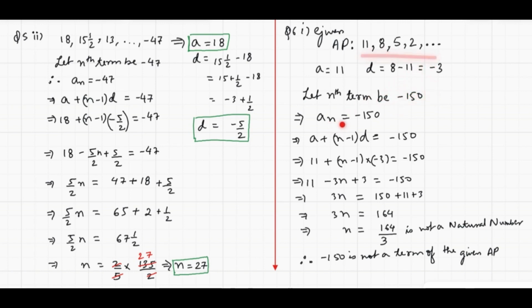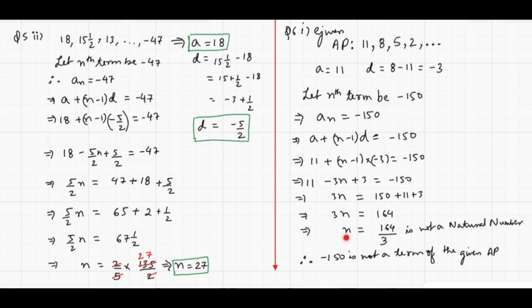So for that we will assume that let the nth term be minus 150 in this AP, such that an is equal to minus 150. A plus n minus 1 d should be equal to minus 150. Replacing a and d by its values 11 and minus 3, we get 11 minus 3n plus 3 equal to minus 150. Solving it, we get n is equal to 164 by 3, and 164 is not divisible by 3. Hence, it is not a natural number.